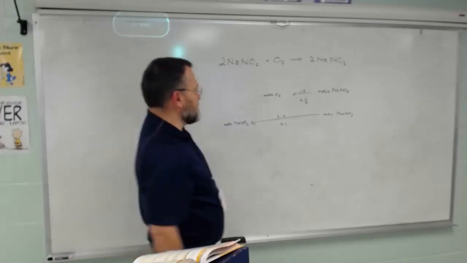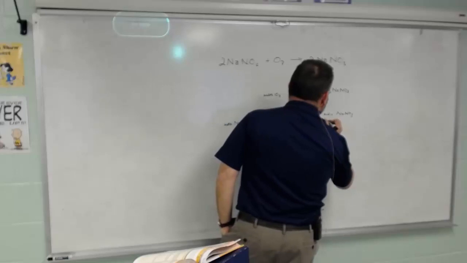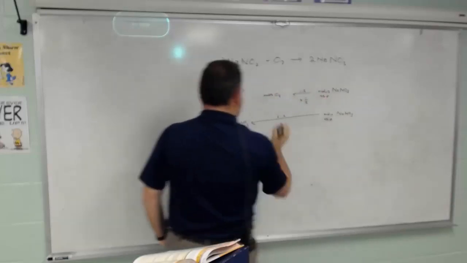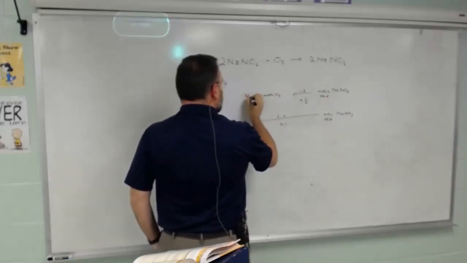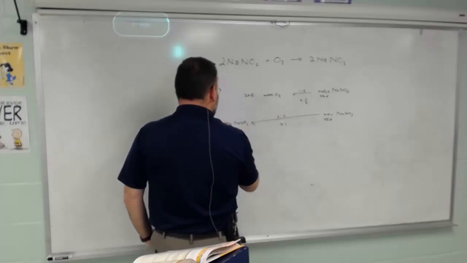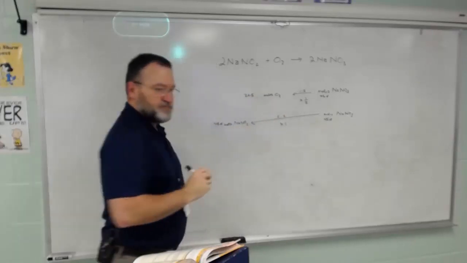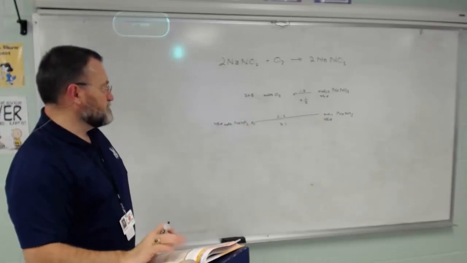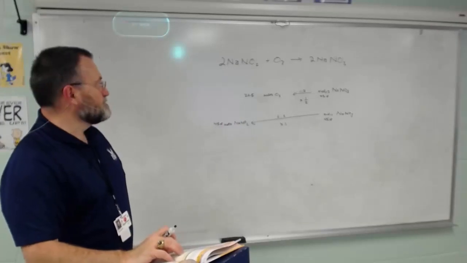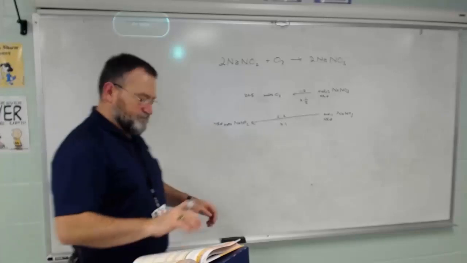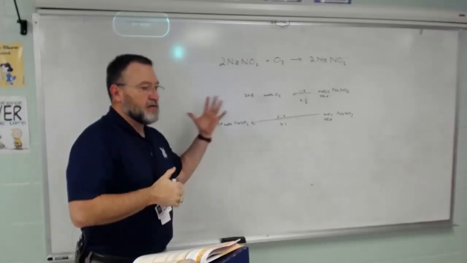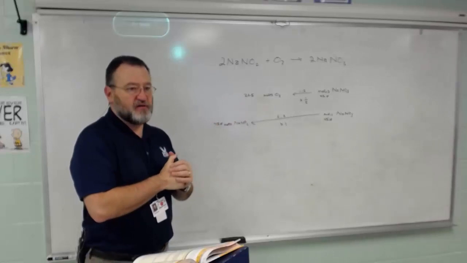In this case, we just happen to put in 45.0 moles and produce 22.5, and in this case, 45.0. Okay? Any questions on process?